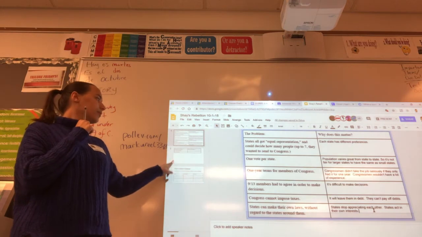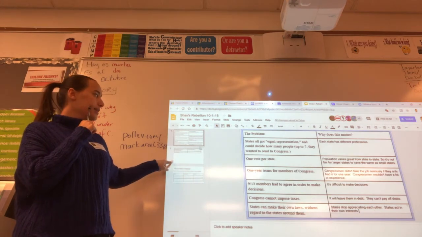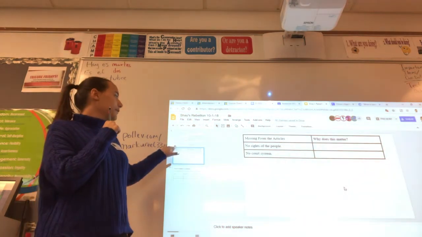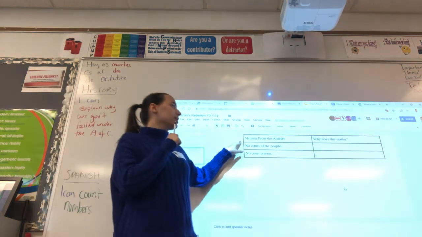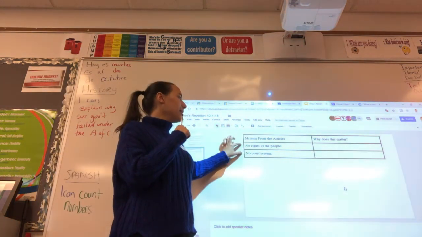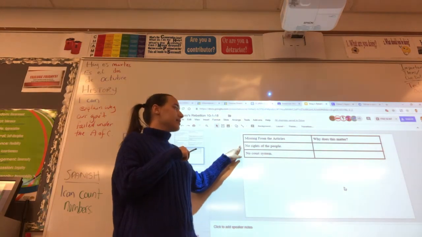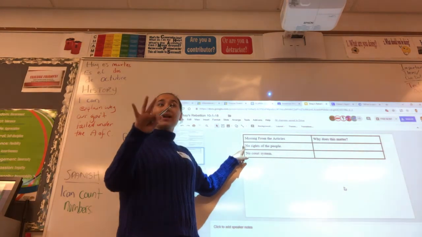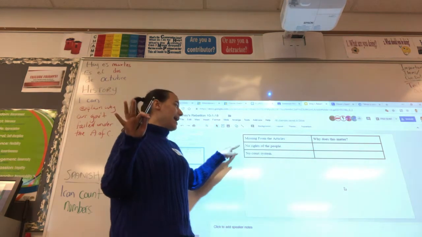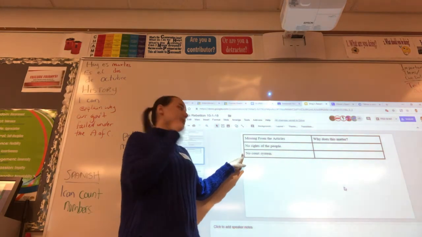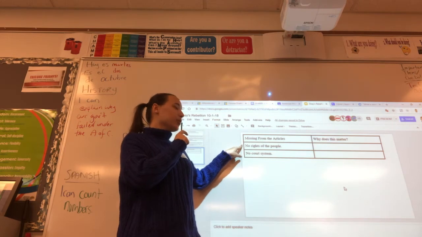Okay, so now we're gonna move on to this next slide. This slide is not what we've talked about already. This is about two things that are prominently missing from the Articles of Confederation. One of them is there are no rights given to the people, and the second one is there's no court system.